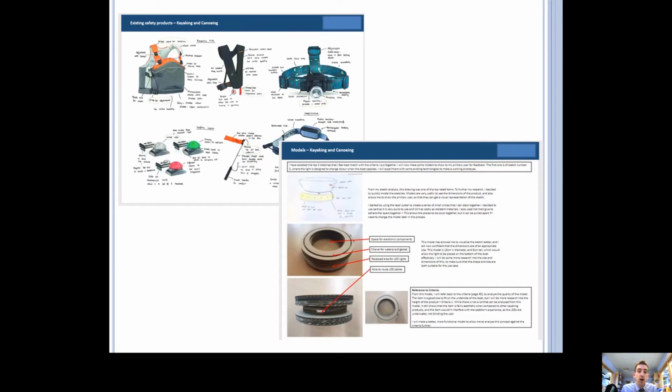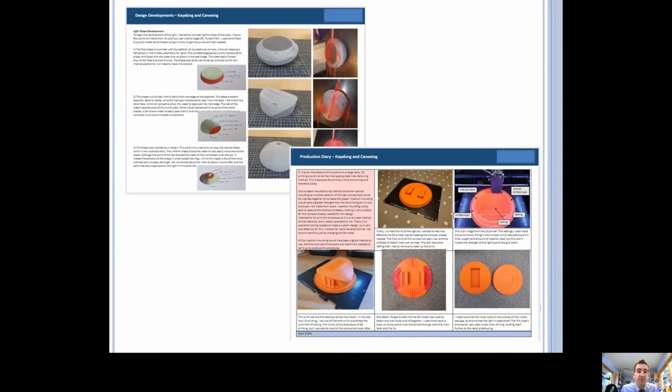They ultimately looked at kayaking and canoeing and identified problems to do with visibility. And here are some examples of some analysis of existing products, some early modeling, that's core to the iterative process, and ultimately some more advanced prototyping, 3D printing, and ultimately realizing a commercially viable solution.